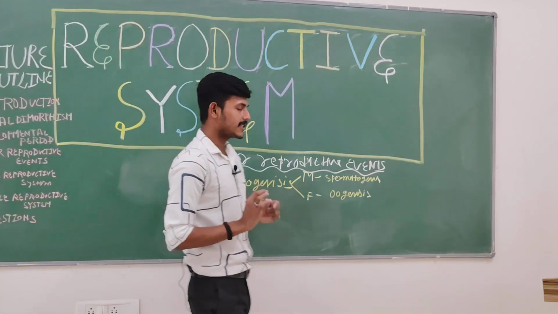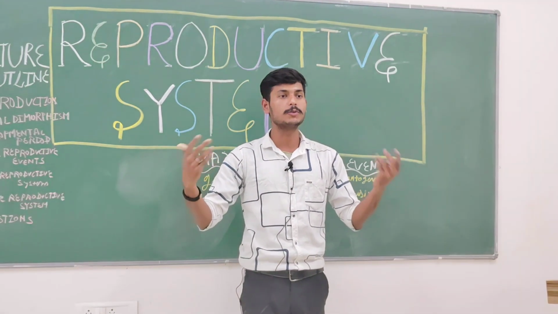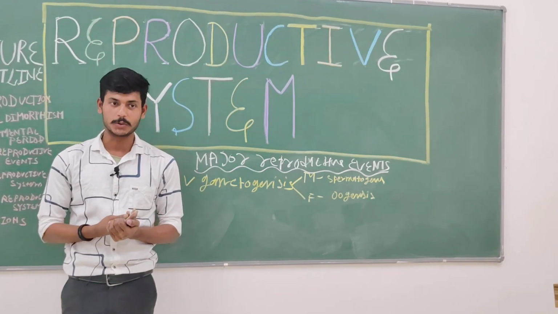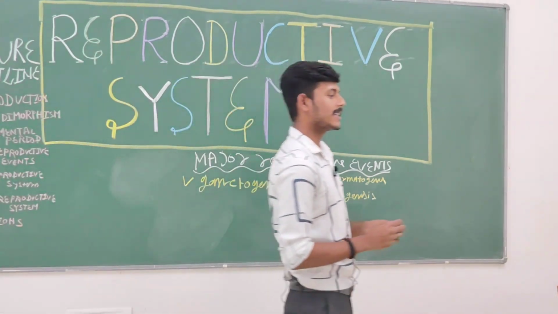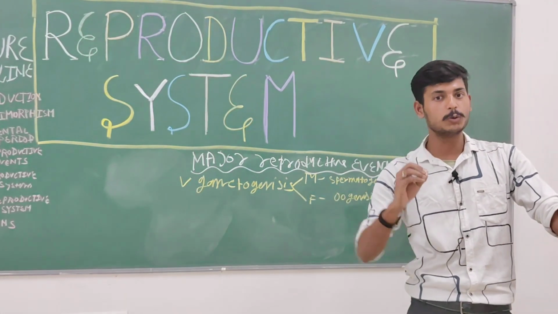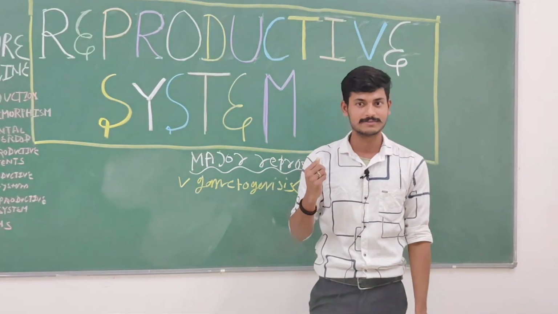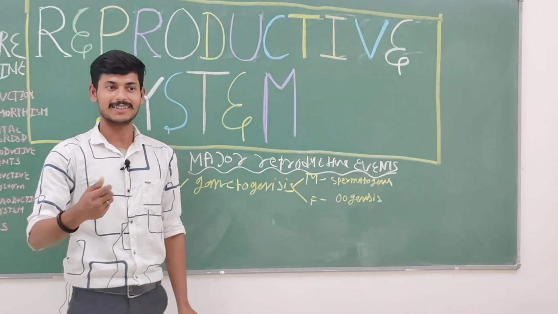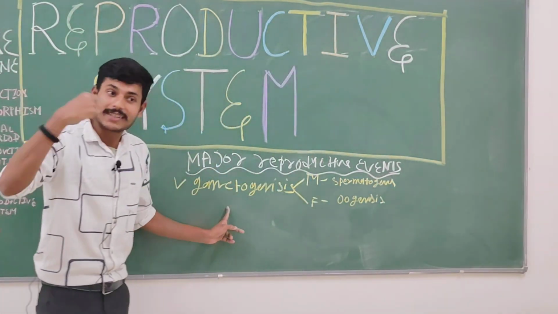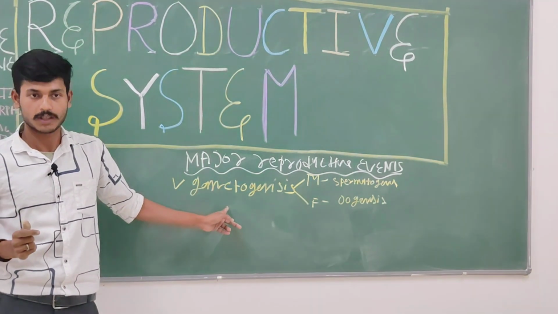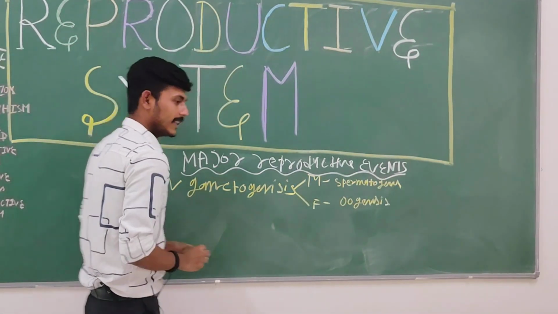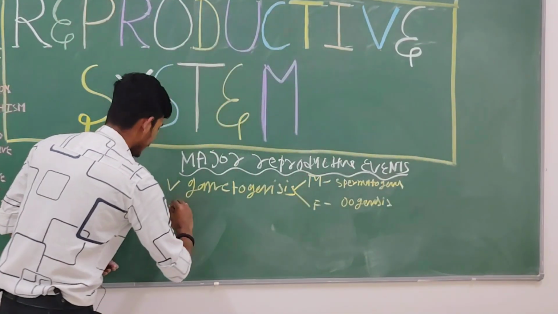Now, once gametogenesis is done, they are capable of producing a child. But how will a child be produced? Intercourse, you are saying, which means fertilization. Before fertilization, a male has to send his precious cell, the sperm, into the female vagina. This sending process is called insemination. So the second event is insemination.